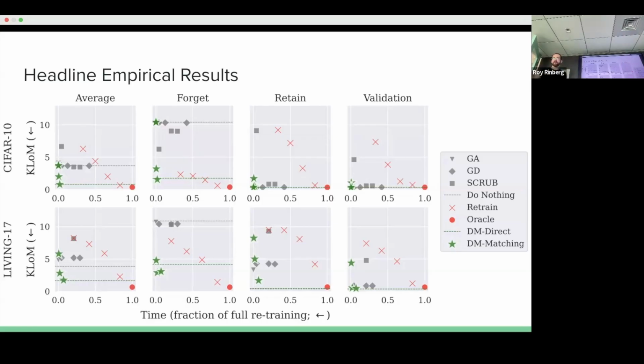This is the headline takeaway: we are Pareto optimal. This is an empirical result.